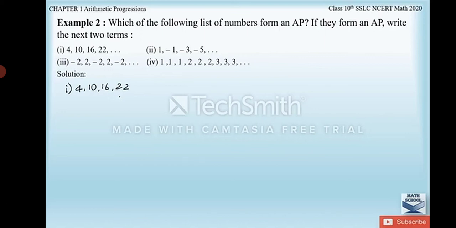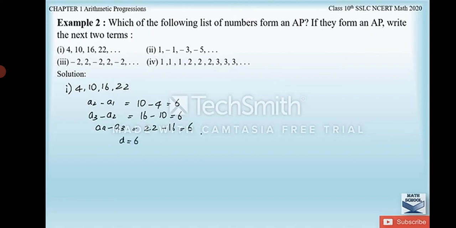Which of the following lists of numbers form an AP? To form an AP, we have to find the first term and also the common difference. If the common difference is the same, the given list of numbers is an AP. Let's find the common difference. We subtract any two consecutive numbers. A2 minus A1 is 10 minus 4, equals 6. Then A3 minus A2 is 16 minus 10, that is also 6. Then A4 minus A3 is 22 minus 16, also 6. So the common difference D is constant. Therefore, the given list of numbers forms an AP.